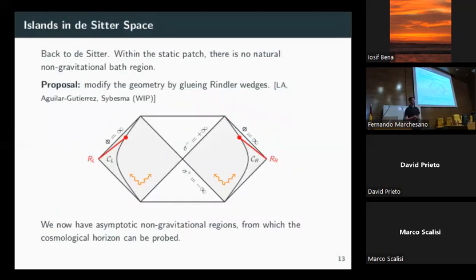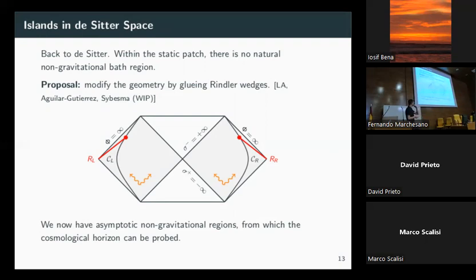Okay, so now that we understand the island formula a bit better, let us try to apply this to de Sitter space and see what we get. In de Sitter space, there's no natural bath region where gravity becomes very weakly coupled and we can collect radiation. So in this upcoming paper, we have a proposal for how you can introduce such a bath region in order to consistently compute the generalized entropy. And what we're doing is the following.